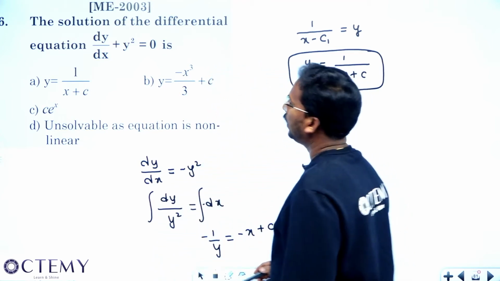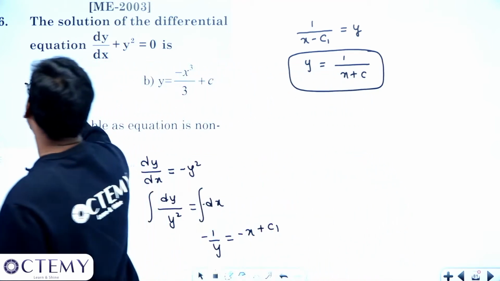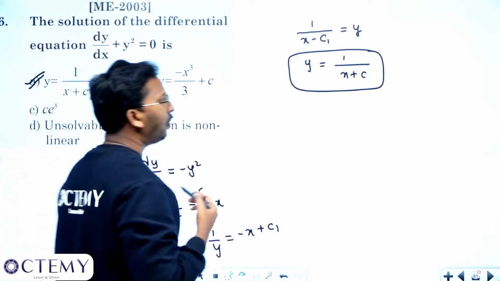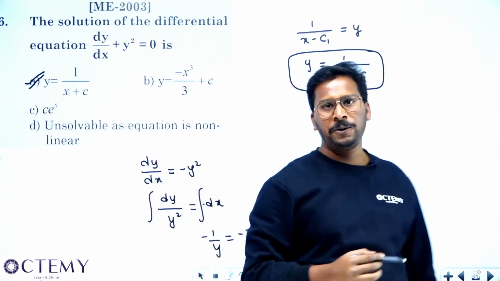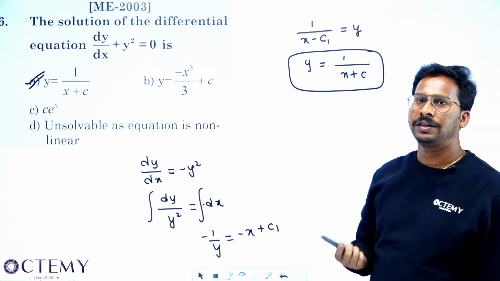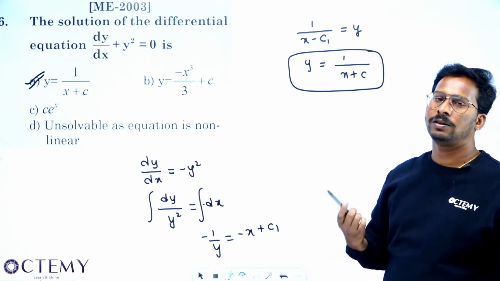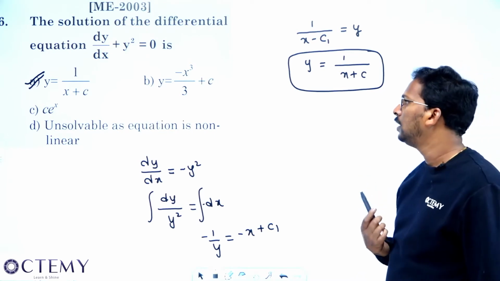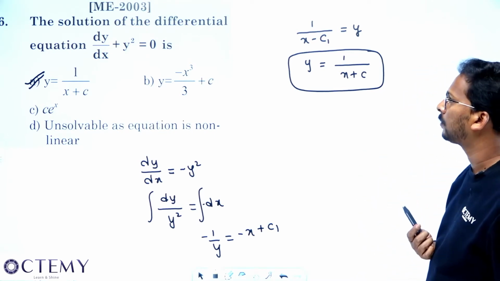So if you see carefully, option A is perfectly matching. Whenever you have not been given any initial condition, you can name the constant as whatever you like, sir. You can name it as C1 or C or minus C1, e power C also as C1, something like that, right? So this is a good question.